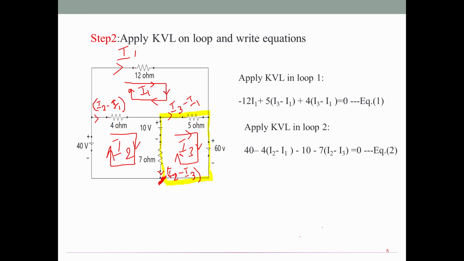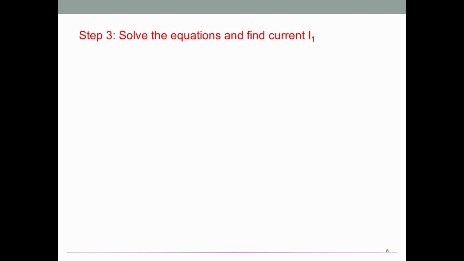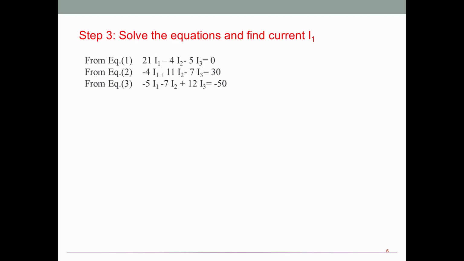Now this is the equation we found on loop number 1, this is the equation we found on loop number 2, and this is on loop number 3. Equation 1 may be simplified like this, from equation 2 you may get the simplified version, and finally this is from equation number 3. Then step number 3 is to solve the 3 equations we found and find current I1. Why should I find current I1? Let me explain later.